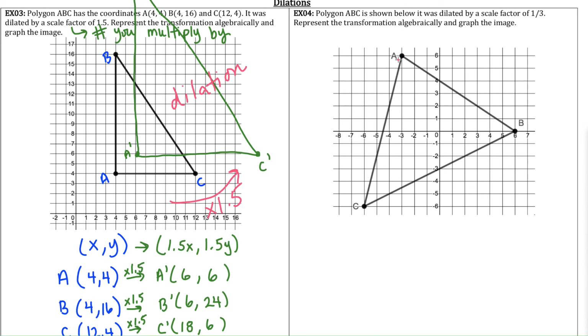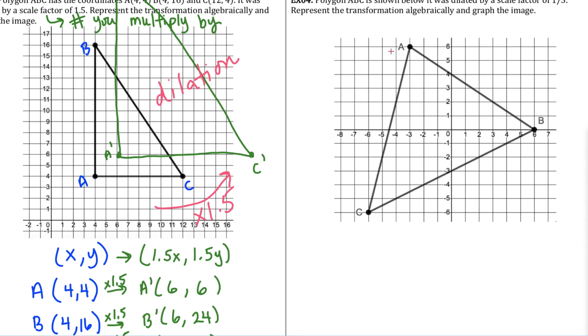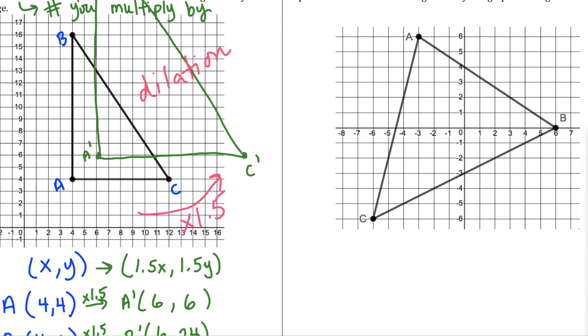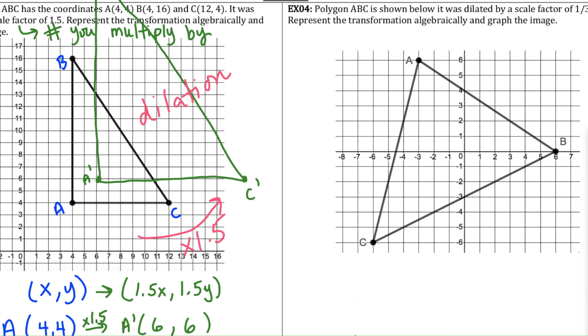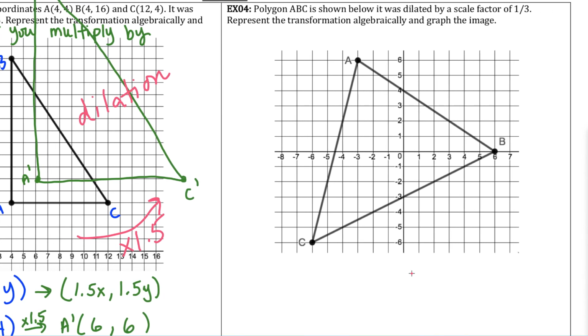Okay, so polygon ABC is shown below. It's dilated by a scale factor of 1/3. Okay, so let's go ahead and do that.